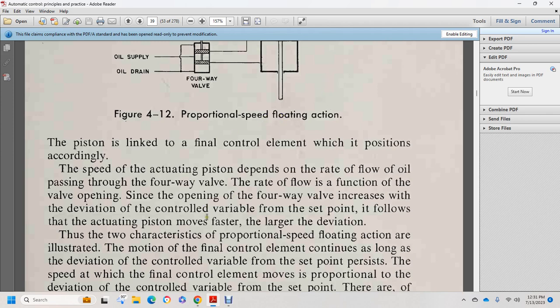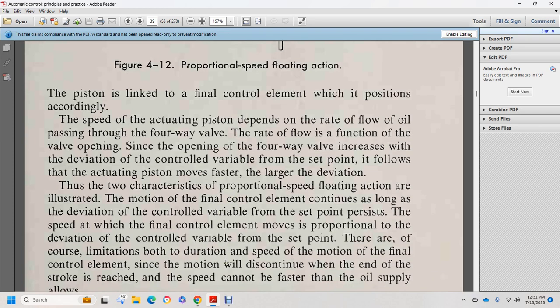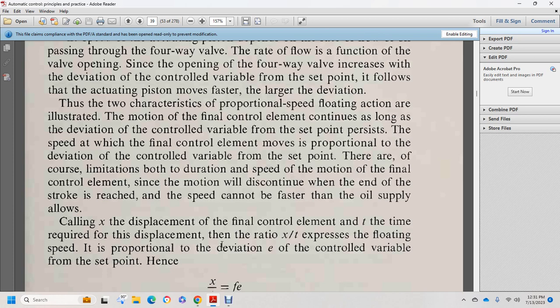Along with the deviation of the control variable from the set point, the speed of the final control element moves proportionally to the deviation. There is a limitation: the variation of speed of the motion of the final control element has a maximum at the end of the stroke, and it cannot be faster than the oil supply allows.